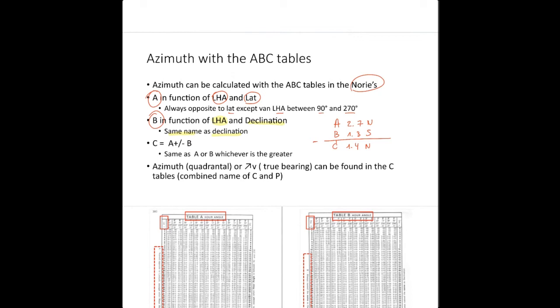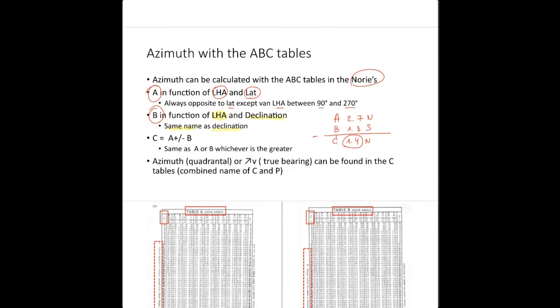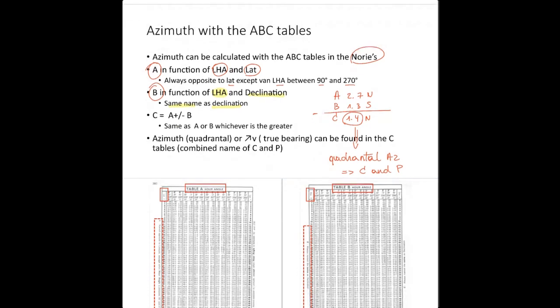Then with this value 1.4, you try to find it in the table C, and there you will find the quadrantal azimuth. This quadrantal azimuth will take the sign of the C and of your polar angle. Quadrantal means that the values that you obtain here will be between 0 and 90 degrees.